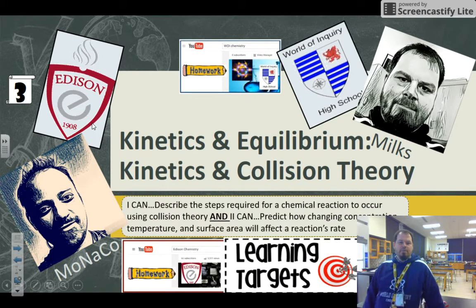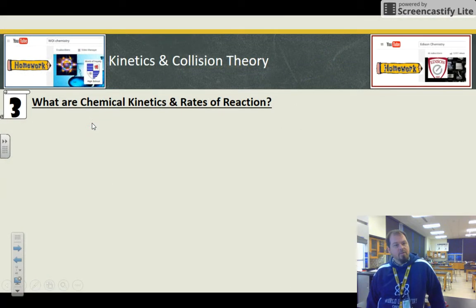So after today, you will be able to describe the steps required for a chemical reaction to occur, talking about collision theory. So this is for the POGL. And for the lab, predict how changing concentration, temperature, and surface area will affect the reaction rate. Will I speed it up or will I slow it down?